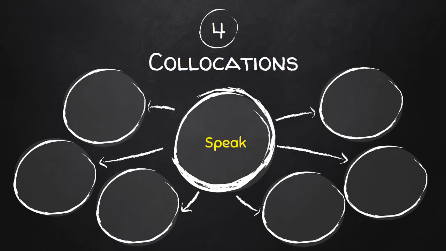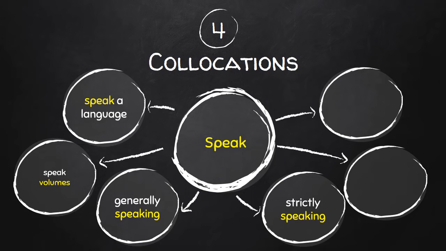Other collocations for speak. Speak a language. Ooh, you can speak a language, you can speak English. That's an easy one. Next, speak volumes. We have an example of that in the past slide. Generally speaking, also an example in the last slide. Strictly speaking. Now this is the opposite of generally speaking. If generally speaking is usually true, strictly speaking is exactly, it's precise. For example, that couple, strictly speaking, they're married, but they've lived in different houses for a long time. All right, strictly speaking, precise, exact, no errors.